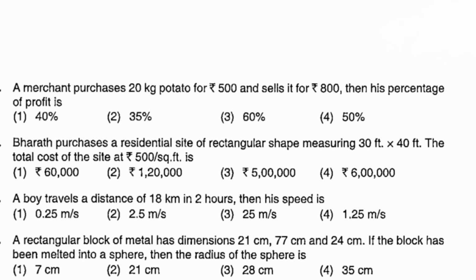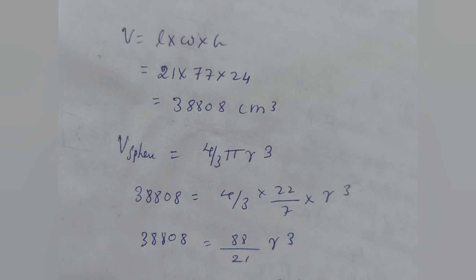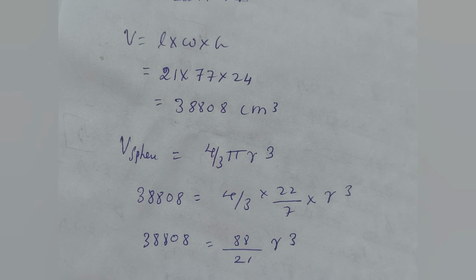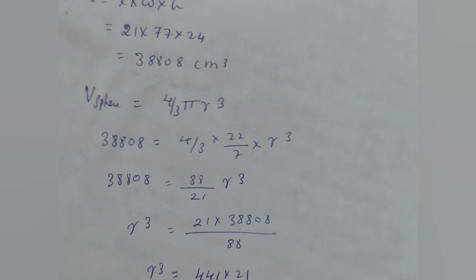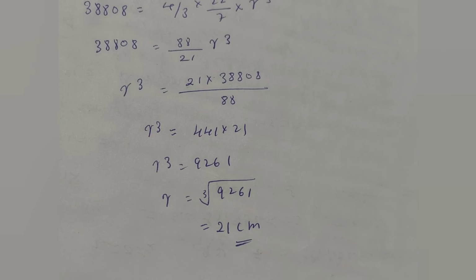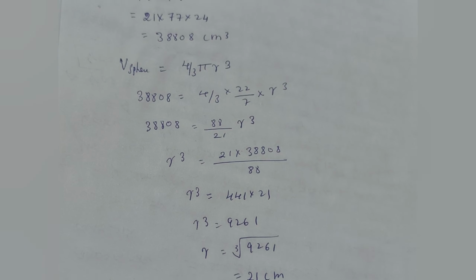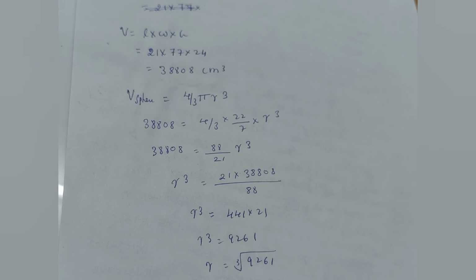A rectangular block of metal has dimensions 21 cm, 77 cm and 24 cm. If the block has been melted into a sphere, then the radius of the sphere is? First find the volume. Volume of the rectangular block is length into breadth into height. So 21 into 77 into 24, that is 38,808 centimeter cube. Then the volume of the sphere is 4 by 3 pi r cube. So substitute here, the volume will remain the same. So substitute and you will get 21 centimeter.